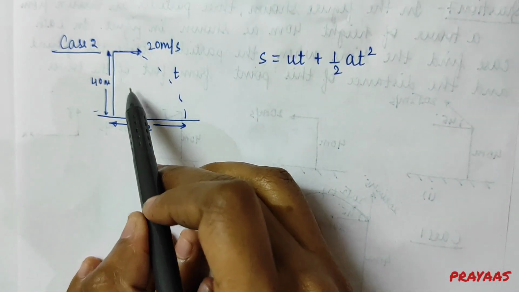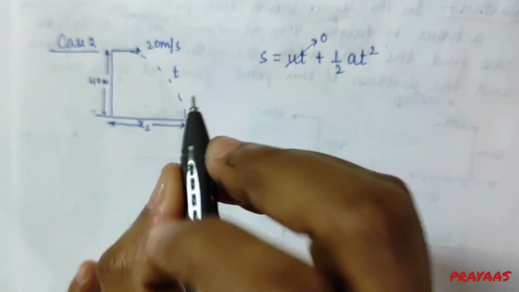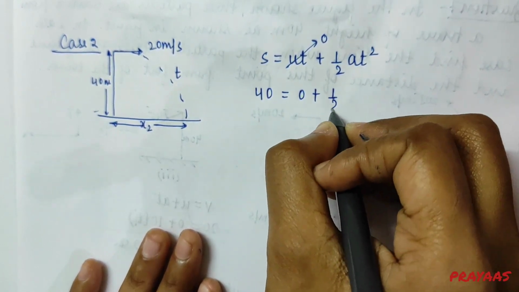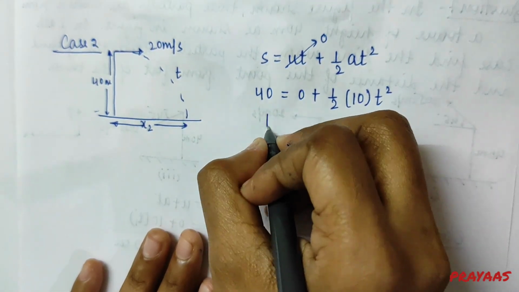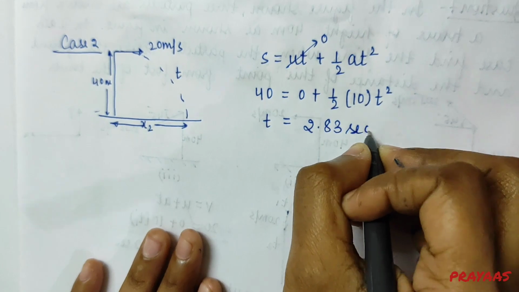Initial velocity in y direction will be 0. So the value of u is 0, so this whole term will be 0. S will be 40 equals 0 plus half, a is 10, t square. So the time of flight in this case will come out to be 2.83 seconds.